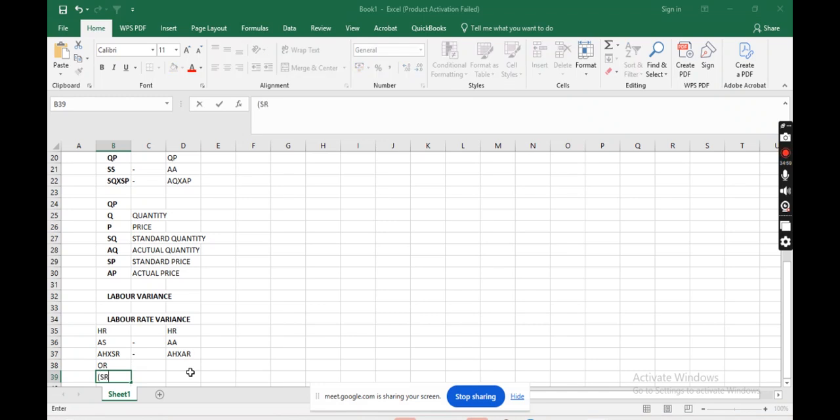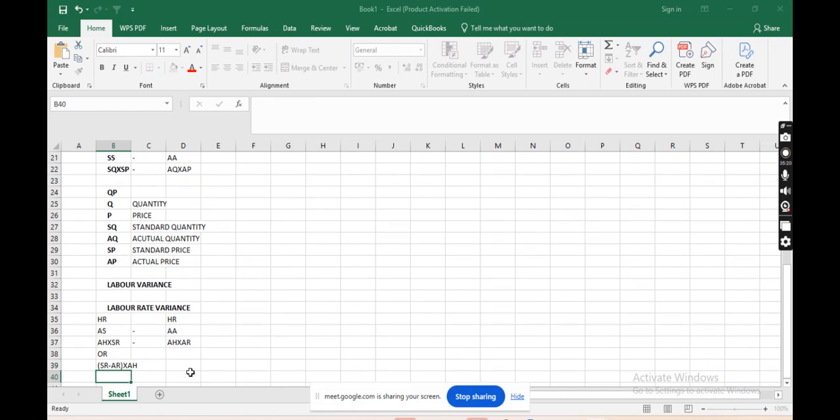You can say, okay, standard rate minus the actual rate, right? Times the what? The actual hour. Can you see it? The standard rate minus the actual rate, because the actual hour is common. You can see that you are comparing standard and actual.